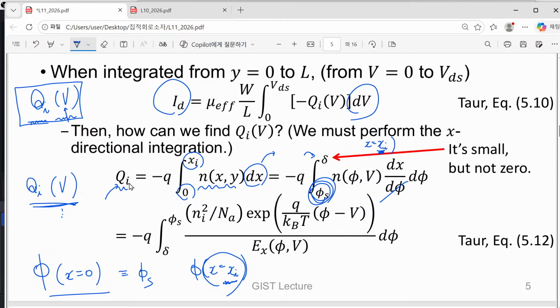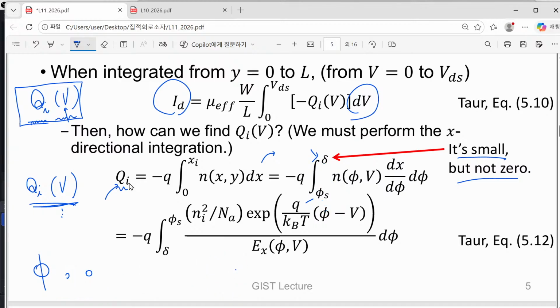Sorry about that. Between this delta and phi s, which one is higher? Of course, phi s is higher, and this delta is quite close to 0. It is small, but not 0, because our integration is limited up to xi.